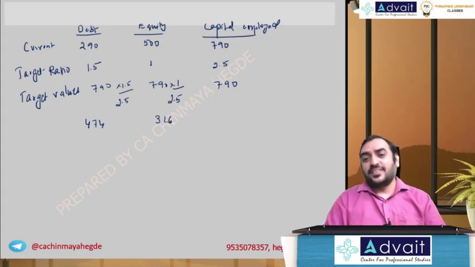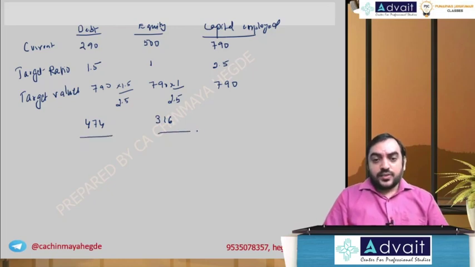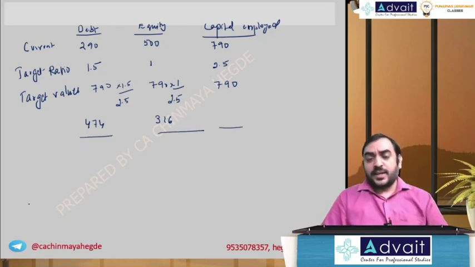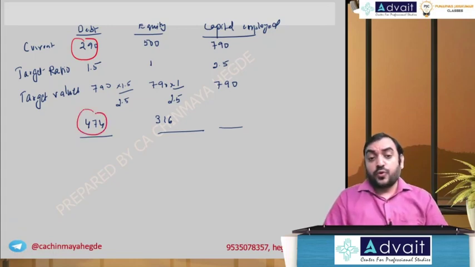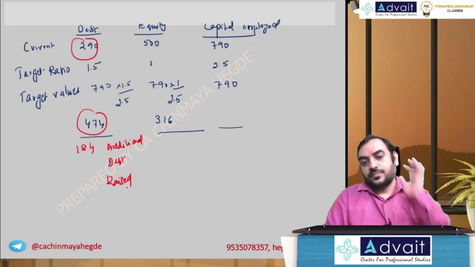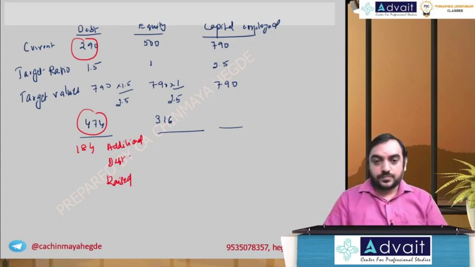This is like a portfolio rebalancing, you can say. So now total remains 790, but composition is changed. What is the composition? Previously debt we had 290, but how much debt we want to have? 474. So additional debt to be raised is 474 minus 290, 184. This is the additional debt to be raised.